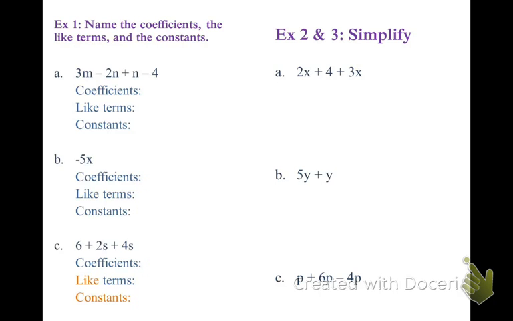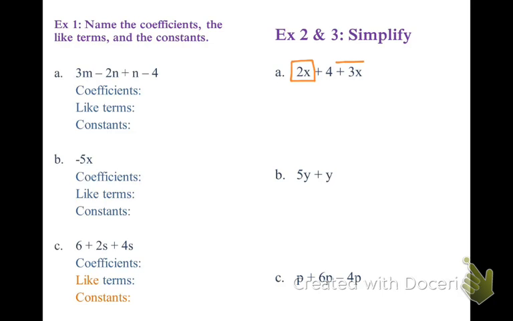Okay, examples 2 and 3. You want to make sure you have a number in front of every variable. So on A, you do have a number in front of every variable. So we're going to put colors, or you can put squares or triangles to show which ones are alike. And remember to put the plus sign or the minus sign with it if it goes with it. So I'm going to look at 2x, and I'm going to put a box with it. And then I'm going to find something that's just like it, except maybe a different number, but has the same variable.